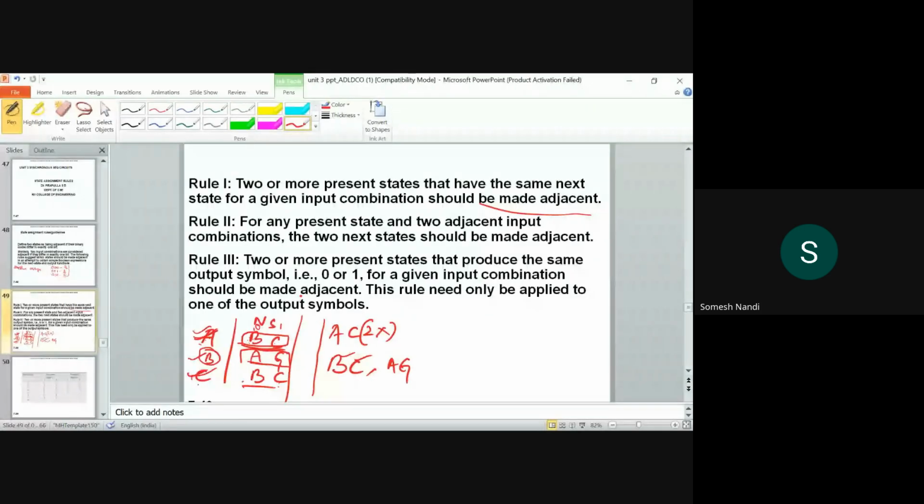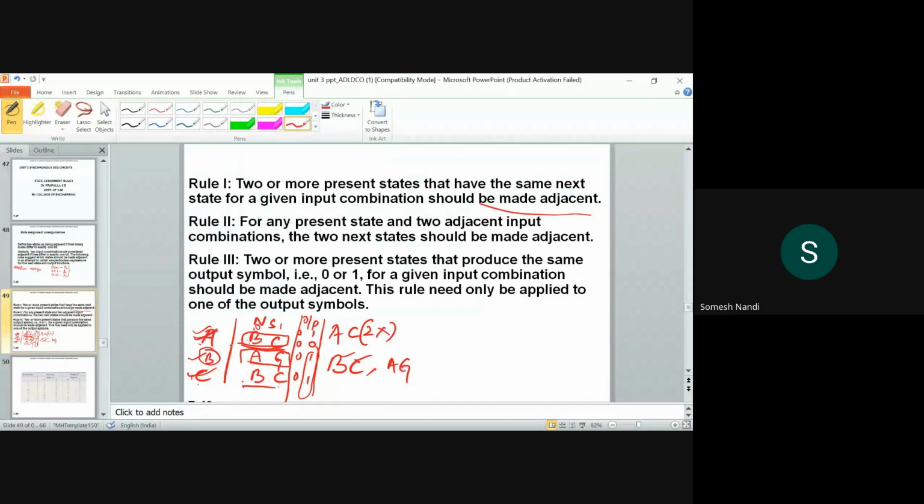And rule 3 is very simple. Say, for example, you have the output on 0 and on 1. Say your output may be 000101, something like that. You can consider either the output which is 0 or the one which is 1. The usual practice is that wherever your output is 1, we consider that. You can even consider 0, no problem, but 1 is more authentic. So those states should be made adjacent states.